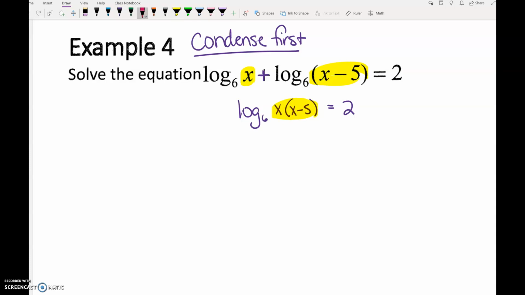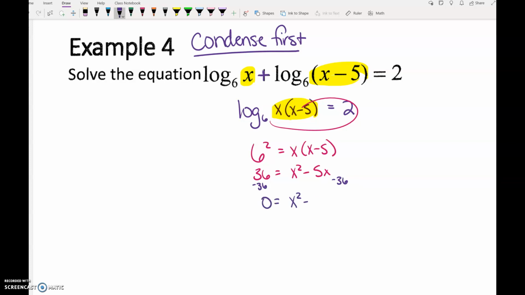Now we can change forms. 6 squared equals x times x minus 5. 6 squared is 36, and we distribute. I see x squared and x in the same equation. If we have x squared and x in the same equation, we need to get one side equal to 0 so that we can factor and solve. Our favorite thing to do, factoring. We love factoring. So 0 equals x squared minus 5x minus 36.